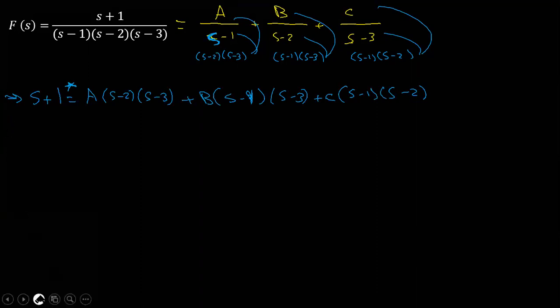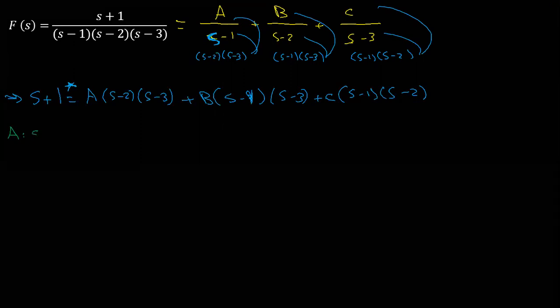Let me use another color. Green. So here, to find the value of the constant A, I'm going to give S equal a specific value, which will eliminate or will make B and C with coefficient 0. So can anyone guess? 1. And by the way, as David said, when you need to find A, you need to let its denominator 0. So the S is 1.